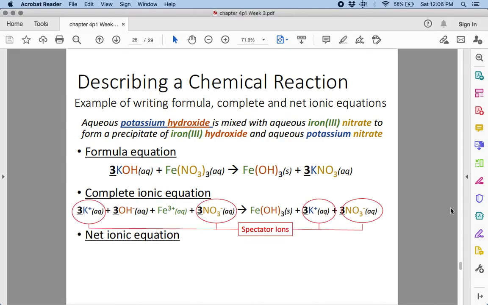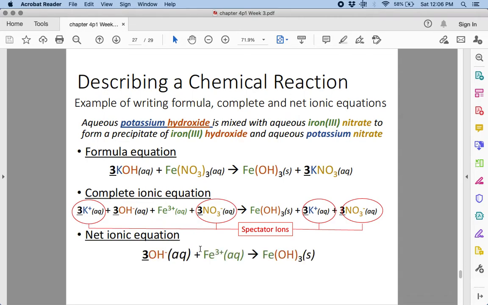Spectator ions in this case would be the potassium and the nitrate. So we have 3 potassiums go in, 3 potassiums come out, 3 nitrates go in, 3 nitrates come out. They didn't contribute to the chemistry. So those are actually removed when we go to write the net ionic equation. So go ahead, pause the video one last time, and write out your net ionic equation.